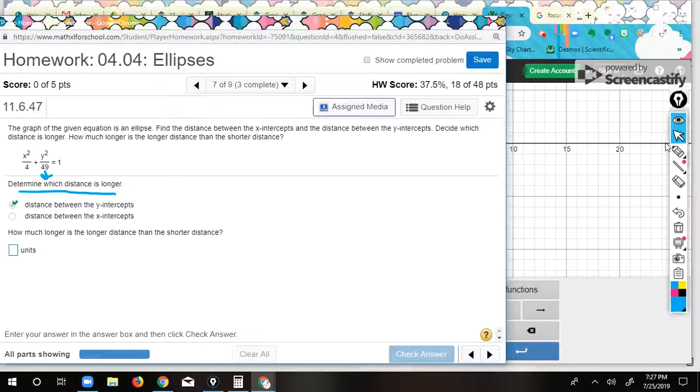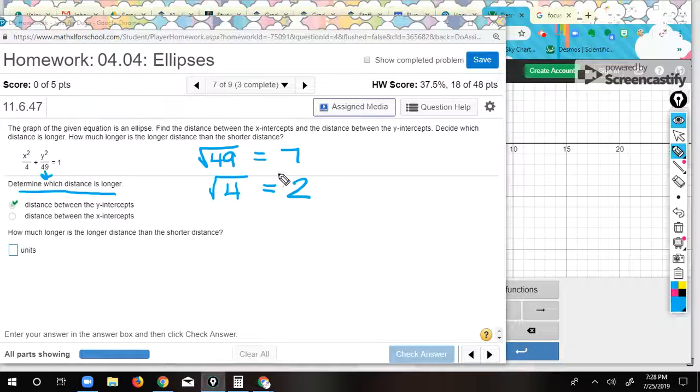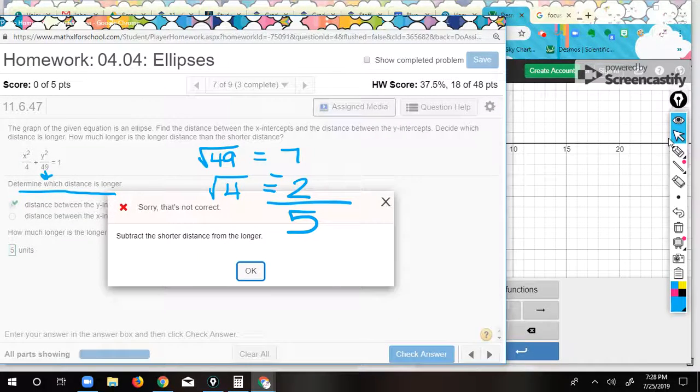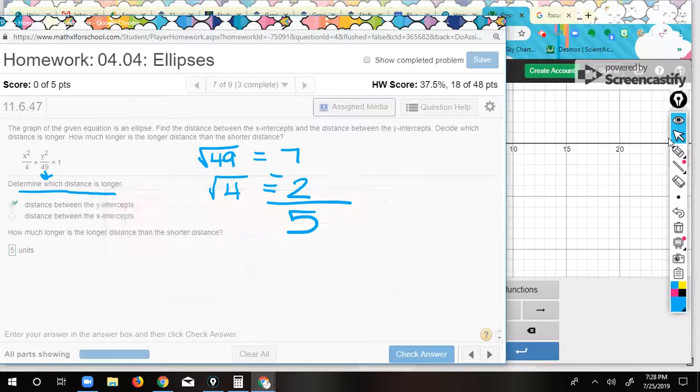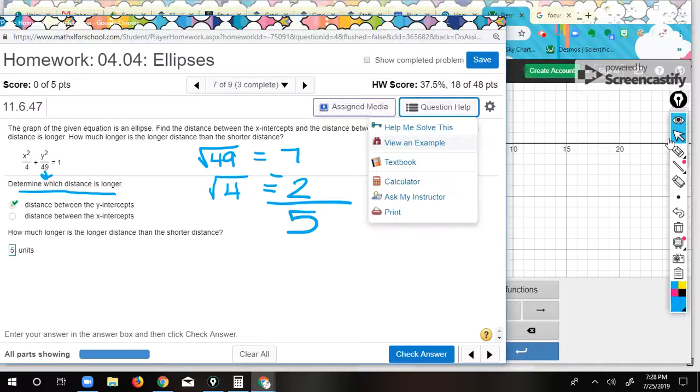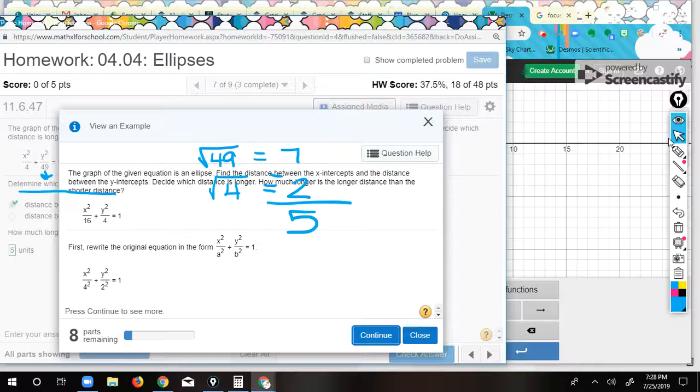How much longer is the longer distance than the shorter distance? So we're just going to subtract, but first we have to square root them. So the square root of 49, the distance along the y is going to be 7, and the square root of 4, the distance along the x is going to be 2. 7 minus 2 is 5 units. Oops. I thought I did. Okay, let's see. Give you an example. What did Jen do wrong?